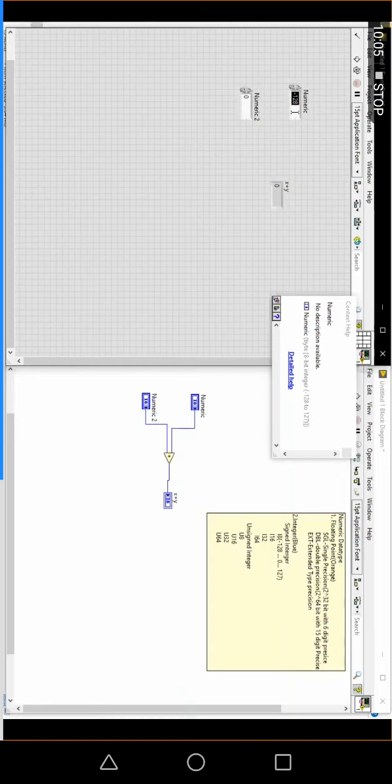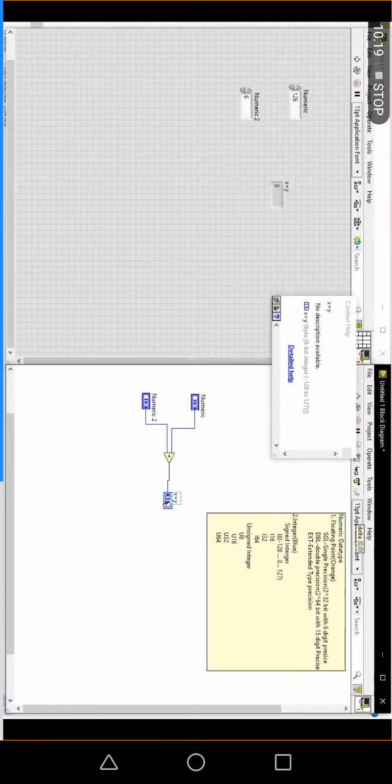Now my input x is 126, and my other input y will be 6. What is the x plus y indicator you will get after the execution of the VI? 126 plus 6. 127. Okay, 127. Any other answers?